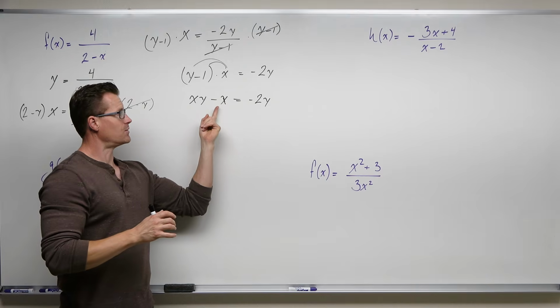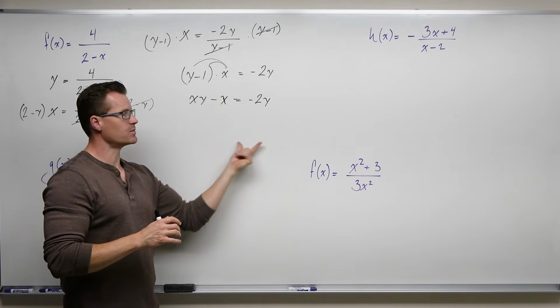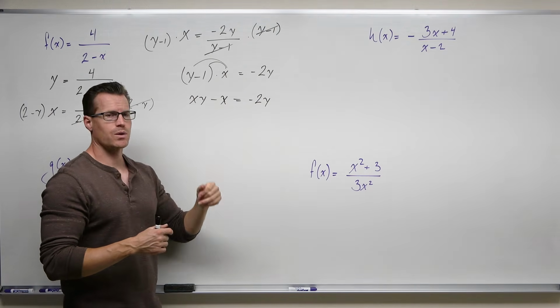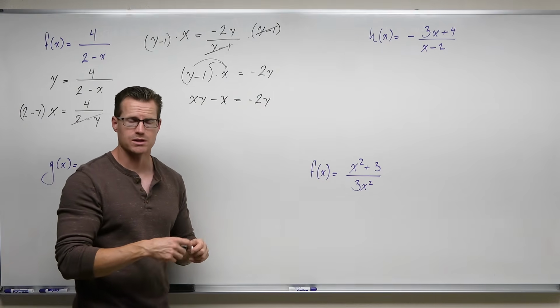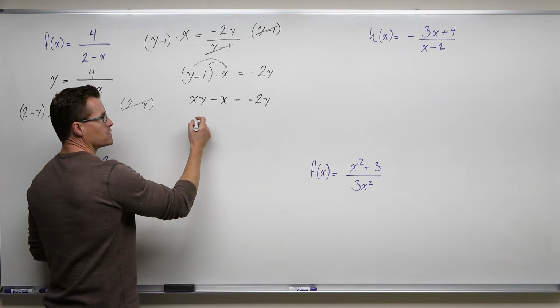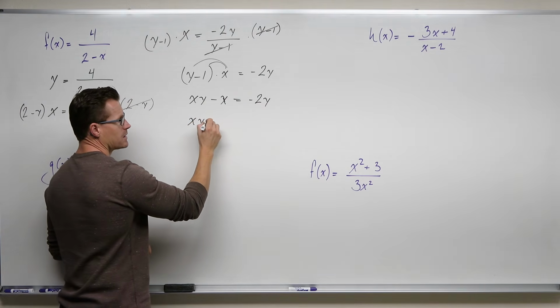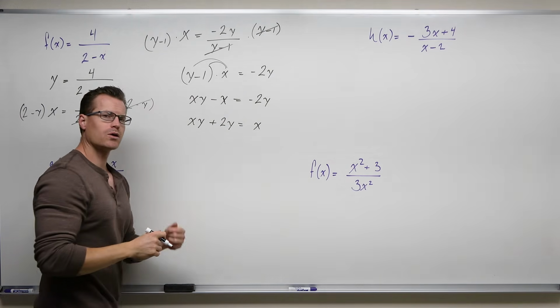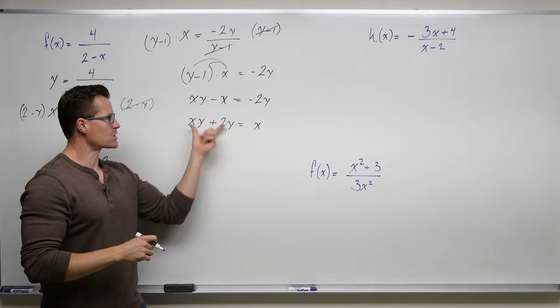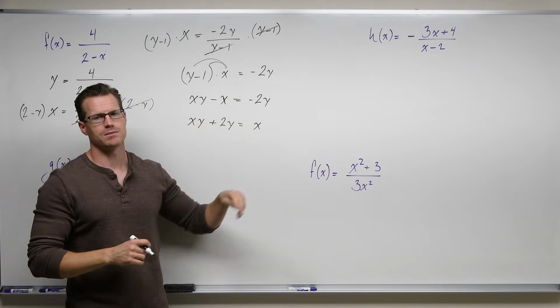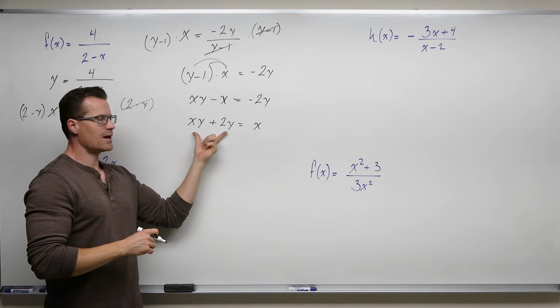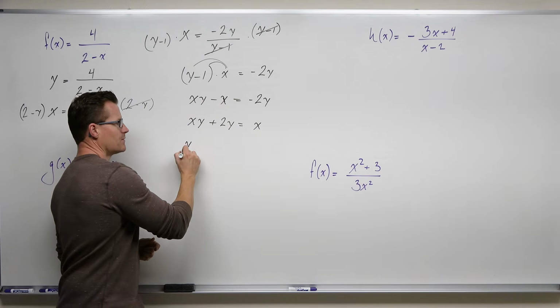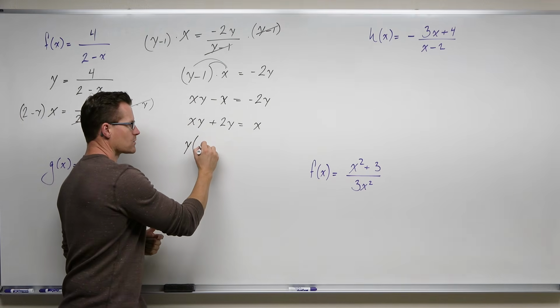So I'm going to take this and move it over here, and this and move it over here by adding x on both sides and adding 2y on both sides. So that's what we're doing right now. I'm going to add 2y to both sides. I'm going to add x to both sides. And look what it does. If I collect my terms with y and separate my terms without y, it leaves me every term with y over here as something that has a GCF of y. I can factor.